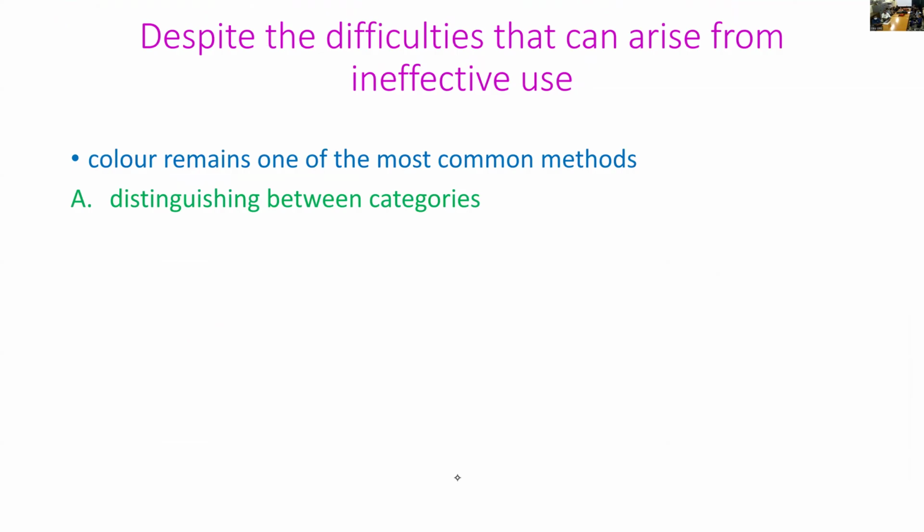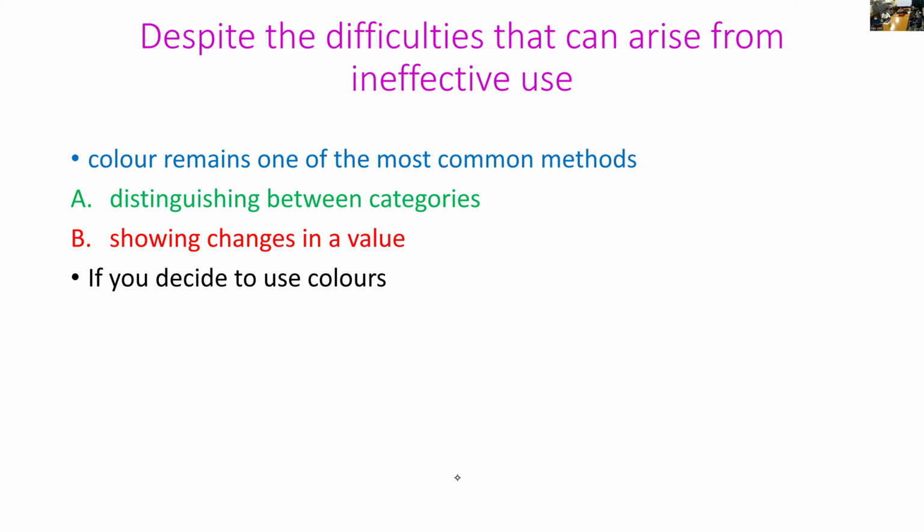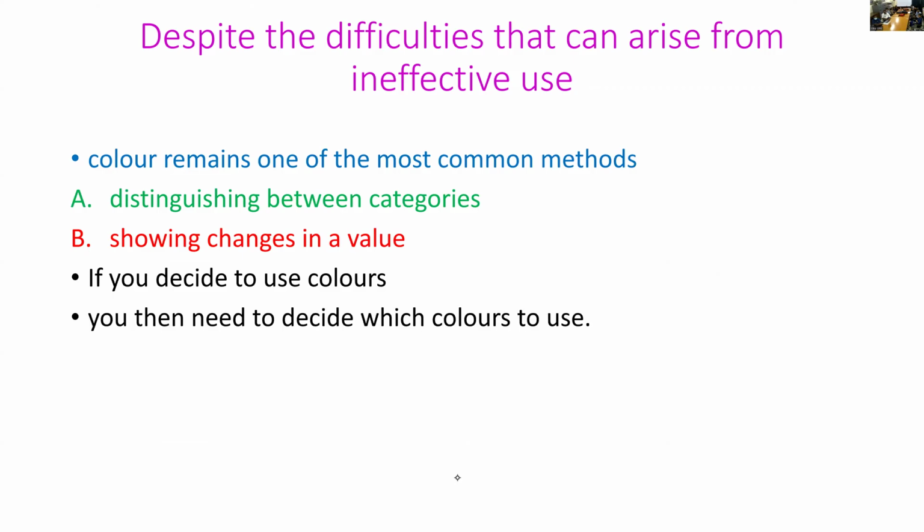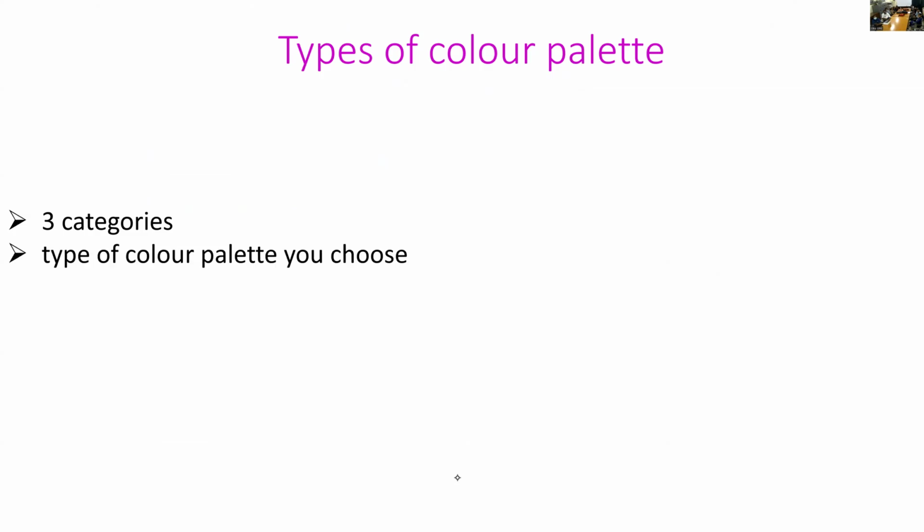Despite this, color is an important thing. It can distinguish between categories. It can show changes in values also. I'll show you now. If you decide to use colors, you must decide which colors you're going to use. The next question is, what color to use? So, types of color palettes. There are three types of color palette. Palette is like a painter's color palette. You must choose the color depending on what data you use.